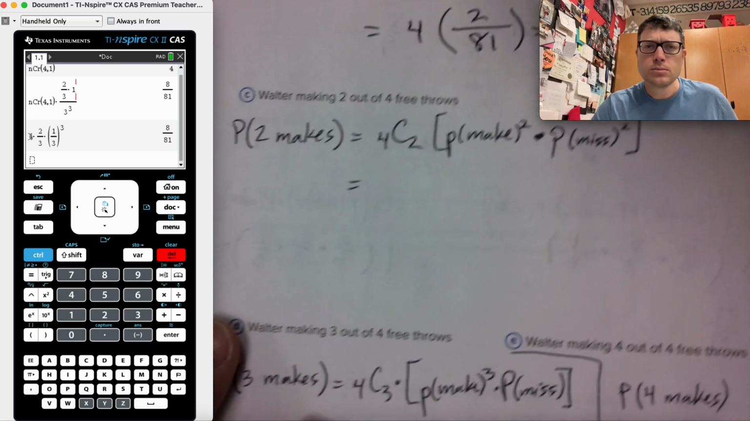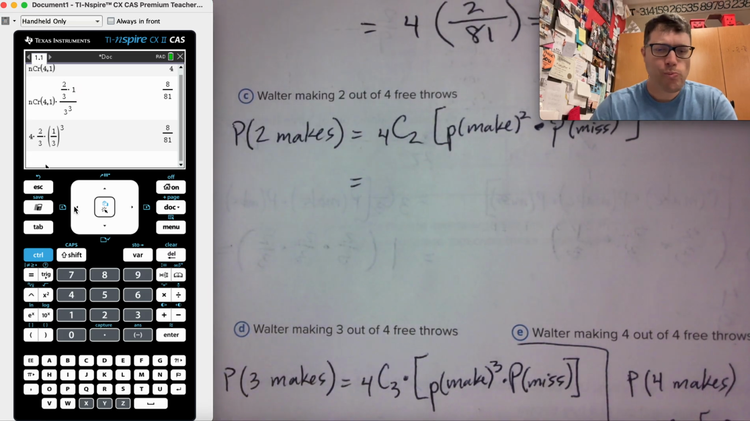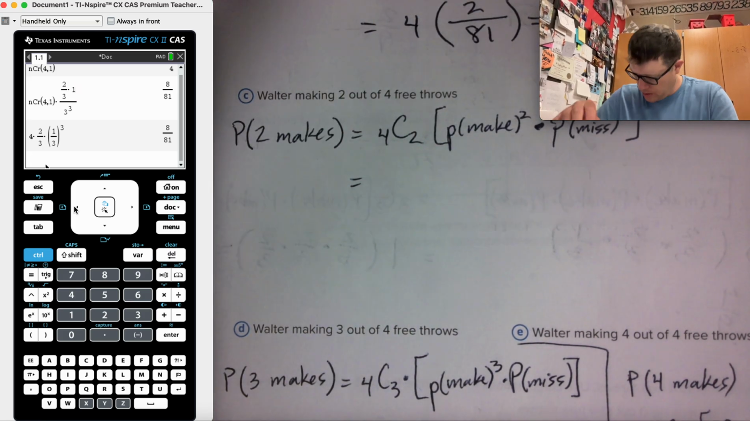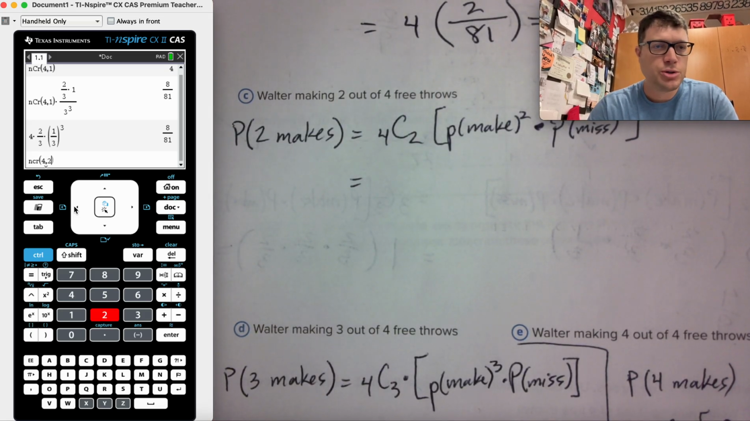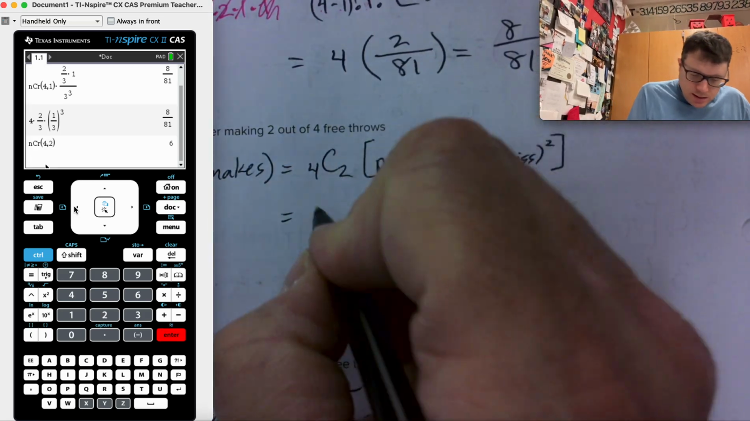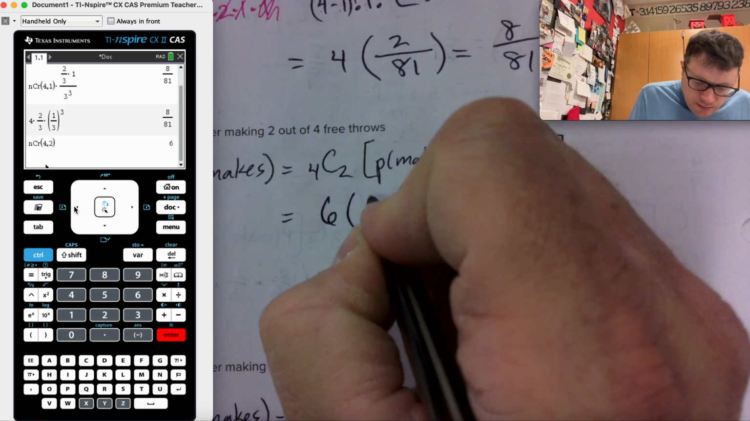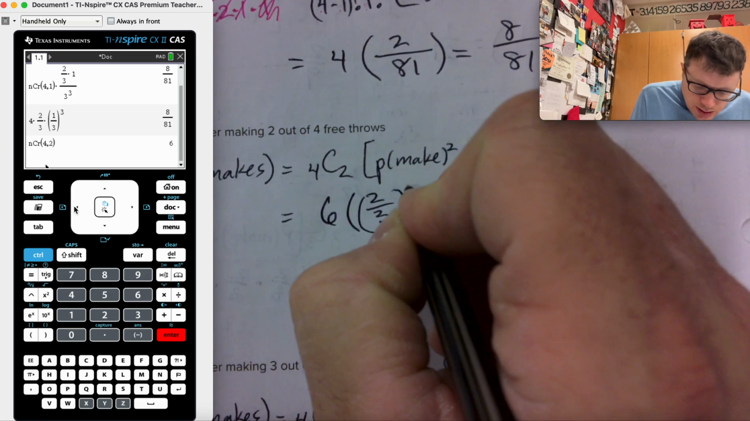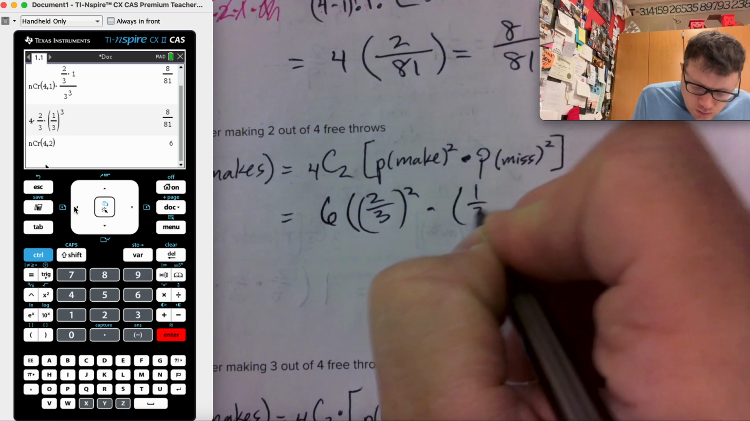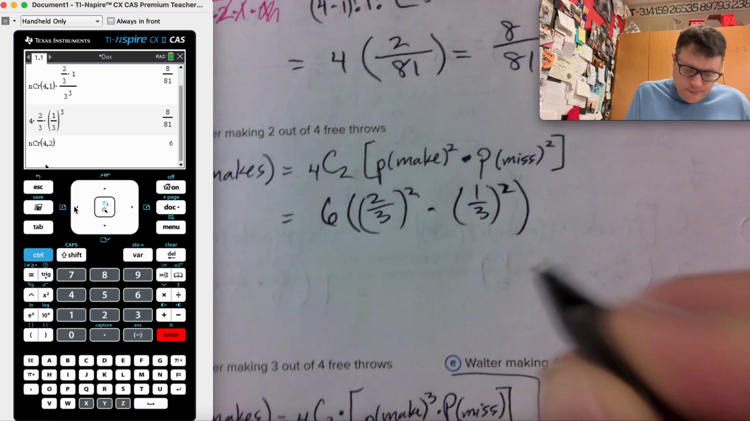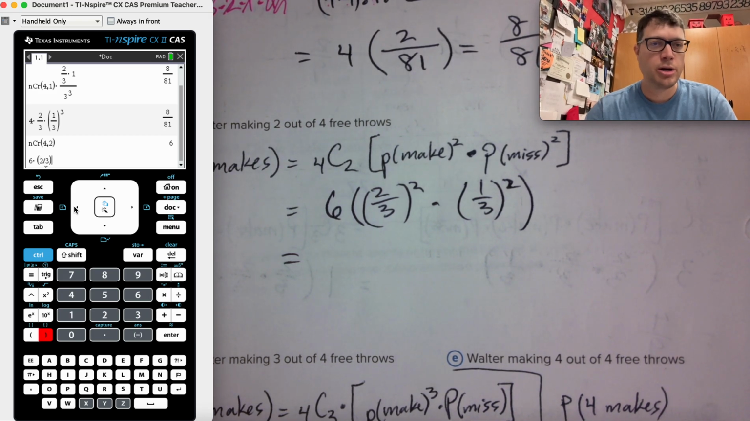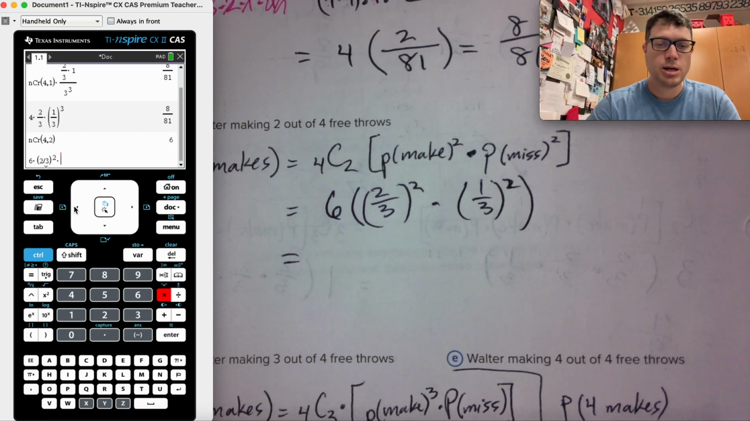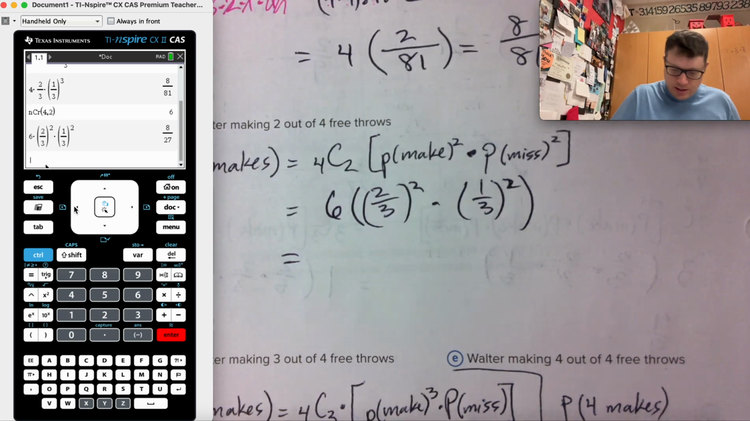Let's go. 4 choose 2. I got 6 from NCR 4 choose 2, that is 6. And then I've got probability of a make, so 2/3 squared times miss, 1/3 squared. So then all of that goes into the calculator, 6 times 2/3 to the power of 2 times 1/3 to the power of 2, 8 out of 27.